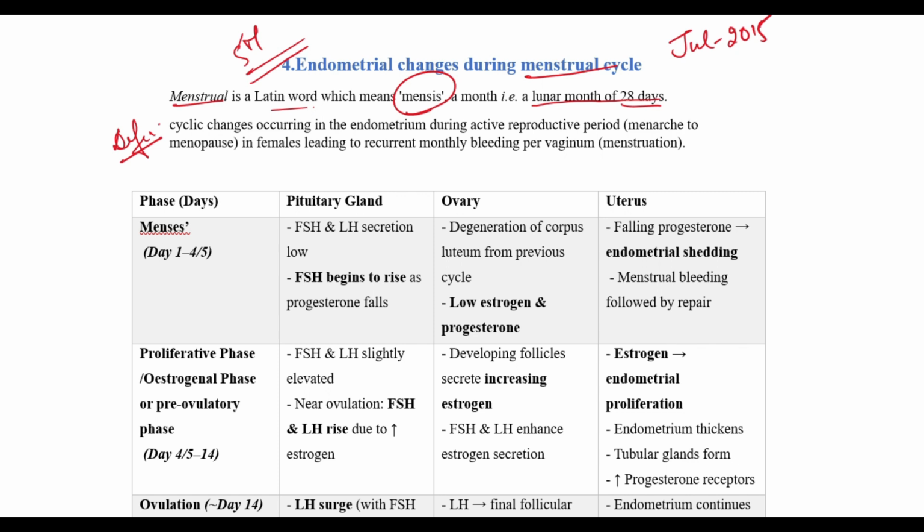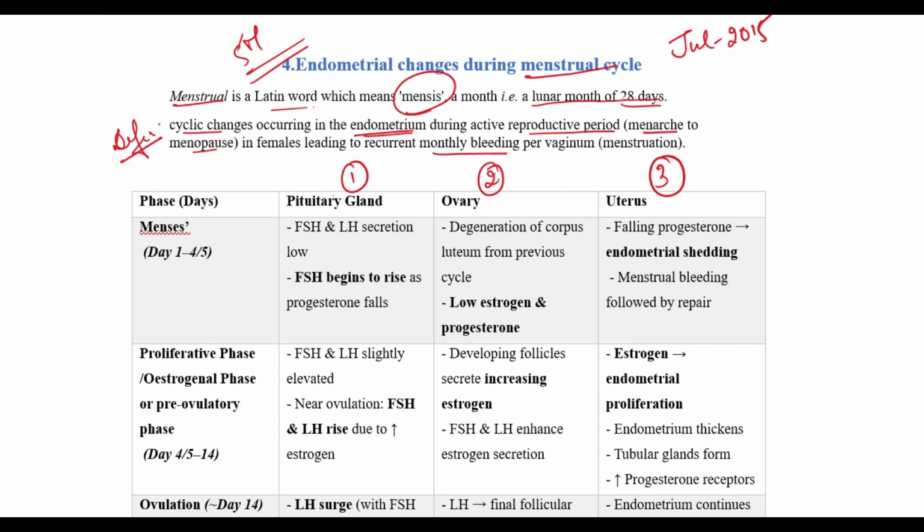Menstrual change is nothing but the cyclic changes that occur in the endometrium during the active reproduction period, that is from menarche to menopause in females, which leads to the recurrent monthly bleeding per vaginum. So we will see this under the 4 different phases and also under the influence of the pituitary gland, the changes in the ovary and the changes in the uterus.